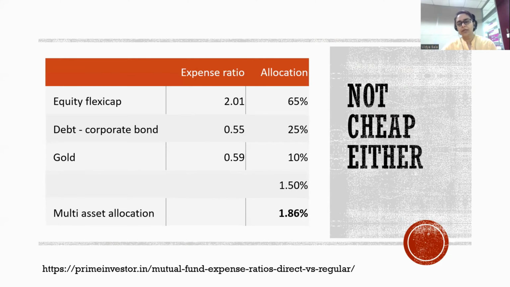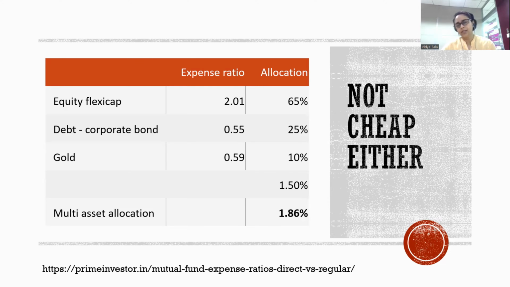Equity flexi cap, I've taken one of the higher cost categories. I've not taken a large cap. Its cost would have been lower. 2% expense ratio, corporate bond 0.55, gold 0.59. I'm doing a 65 25 10 in all of these.